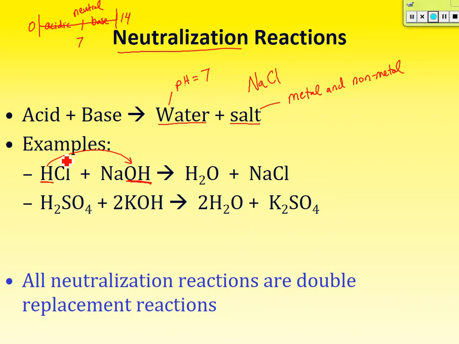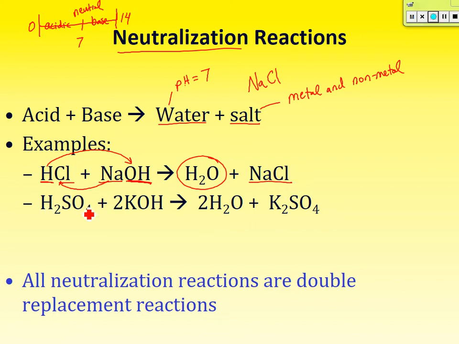Well, when this hydrogen comes over to the hydroxide, what does that make? That makes water, and that's where the water is coming from. Well, what's left for this sodium and this chlorine? Well, their partners left. So what they do is they form a chemical bond. The sodium comes over here and hooks up with the chlorine, and that's where the sodium chloride is coming from.